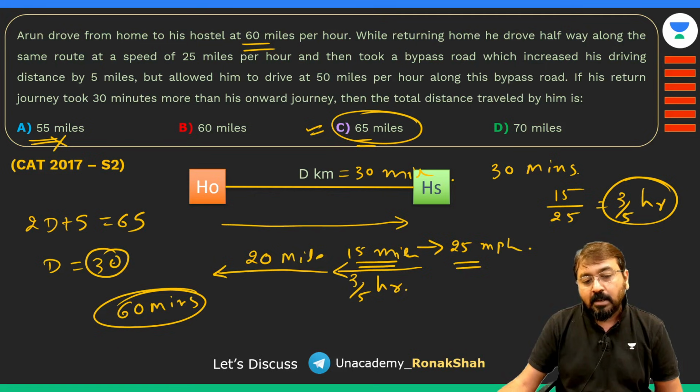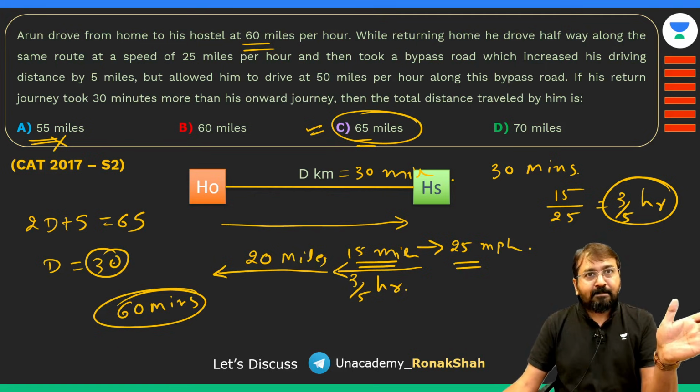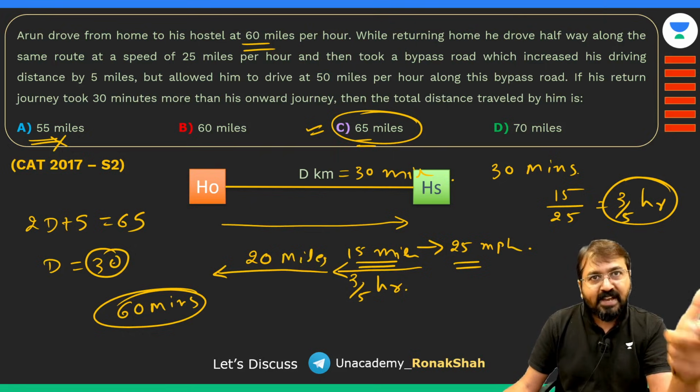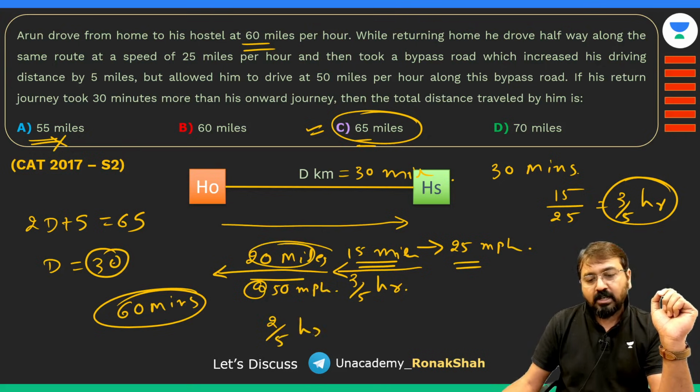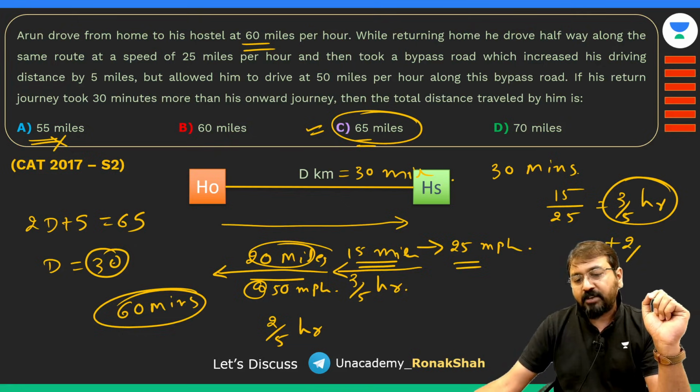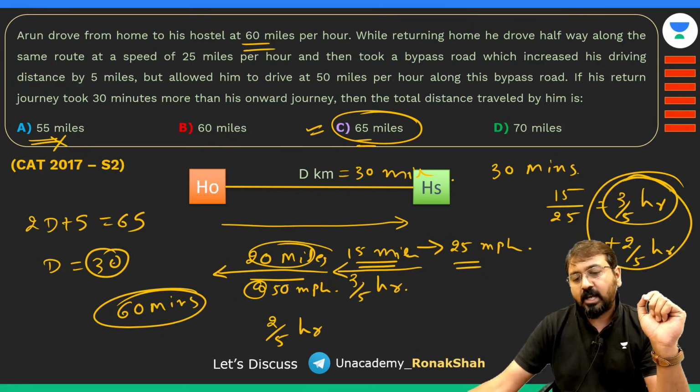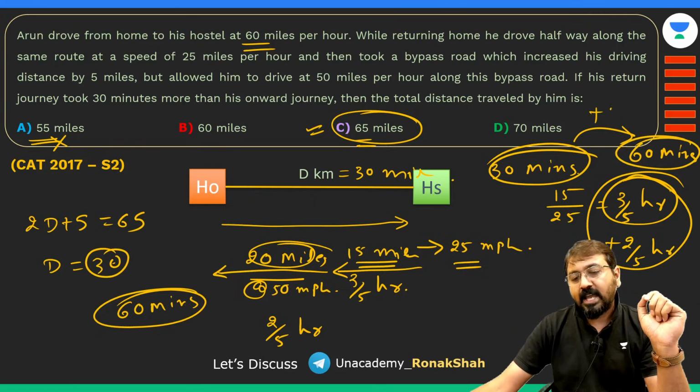Why 20 miles? Because now he is taking that different bypass route. So the distance has increased by 5 kilometer. So 15 plus 5 is 20. He travels this 20-mile distance at a speed of 50 miles per hour. So can I say time will be 20 by 50, that is 2 by 5 hour. So 3 by 5 hour plus 2 by 5 hour is nothing but 1 hour, that is 60 minutes. So previously he traveled at 30 minutes, now he's going at 60 minutes. So his time has increased by 30 minutes, and that should be my answer.